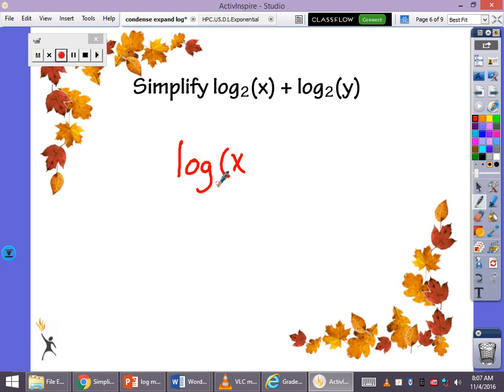Log 2 of x, y. Okay? So addition goes hand in hand with what operation? Multiplication. Are we good? Multiplication. Sorry, I didn't enunciate. Are we good? All right. You try this next one.